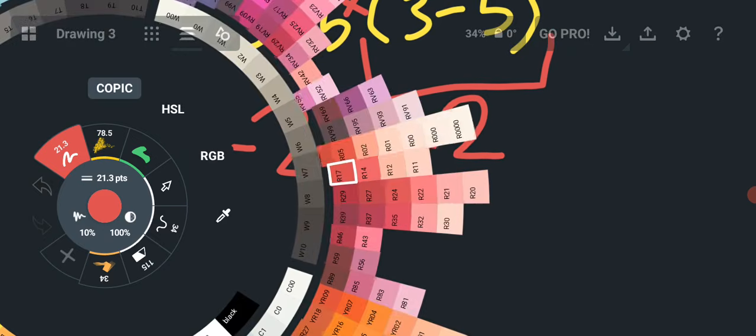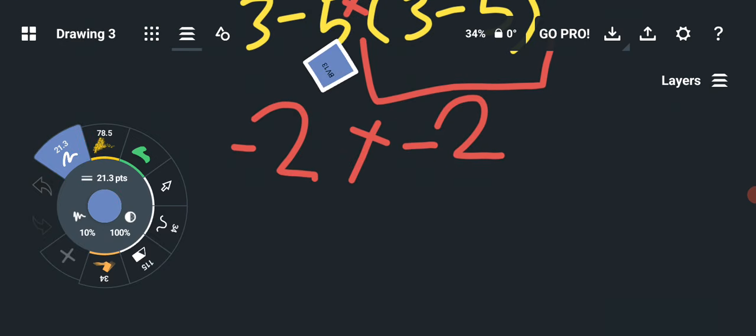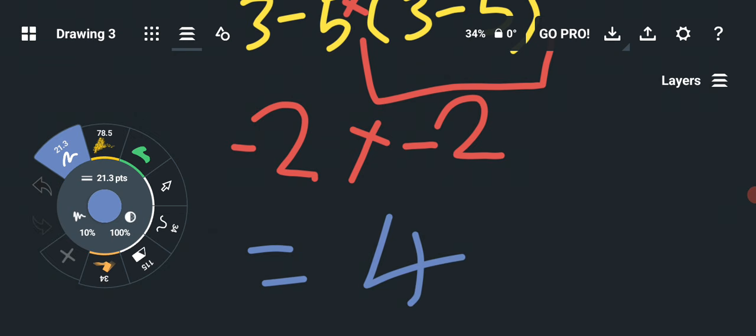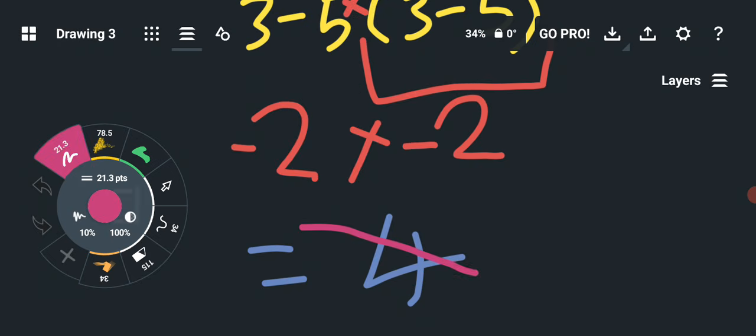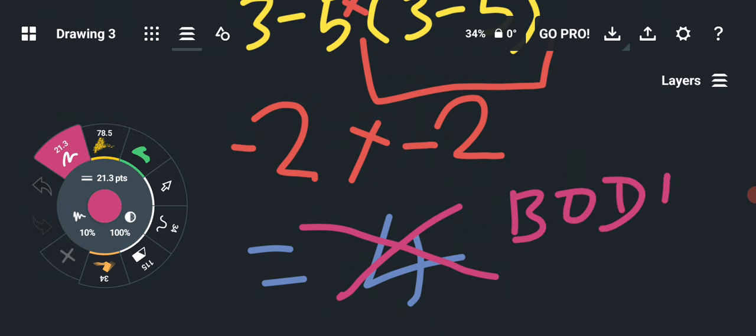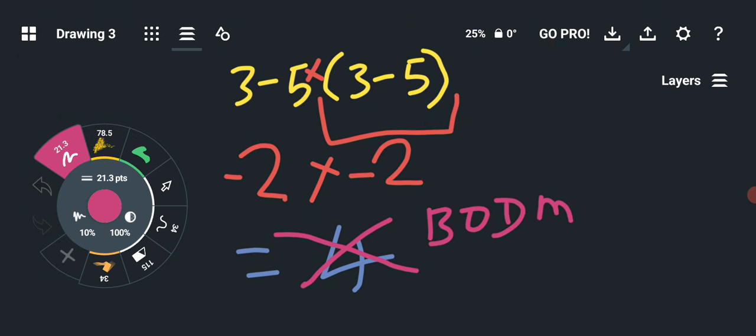And so they say minus 2 times minus 2 and that gives us 4. Minus times minus gives us plus, so that gives us 4. Okay, so this answer is absolutely wrong because we have not followed the order of operations called BEDMAS or PEMDAS.